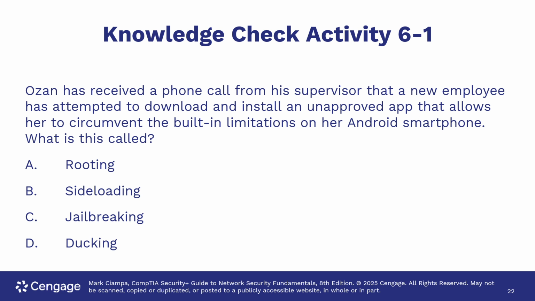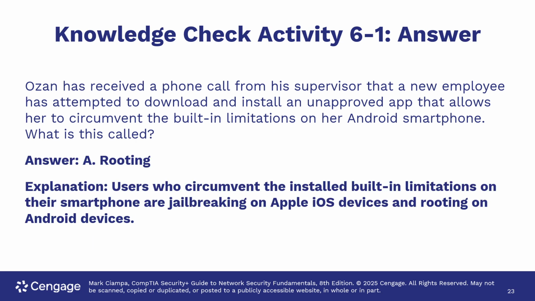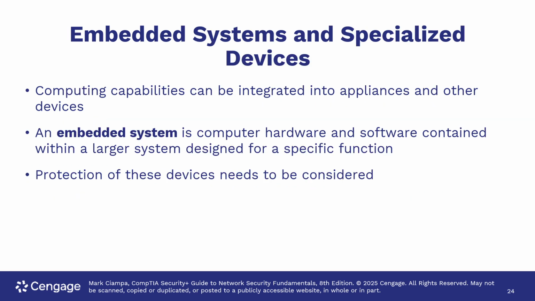Well, if we do this by process of elimination, we know it's not ducking. Jailbreaking is on iOS. Sideloading is installing software after it's been broken. And so it has to be rooting since it's an Android smartphone. And as we look at it, that's the answer we have here. Rooting. Users who circumvent the built-in limitations on their smartphone are jailbreaking on Apple iOS devices and rooting on Android devices.